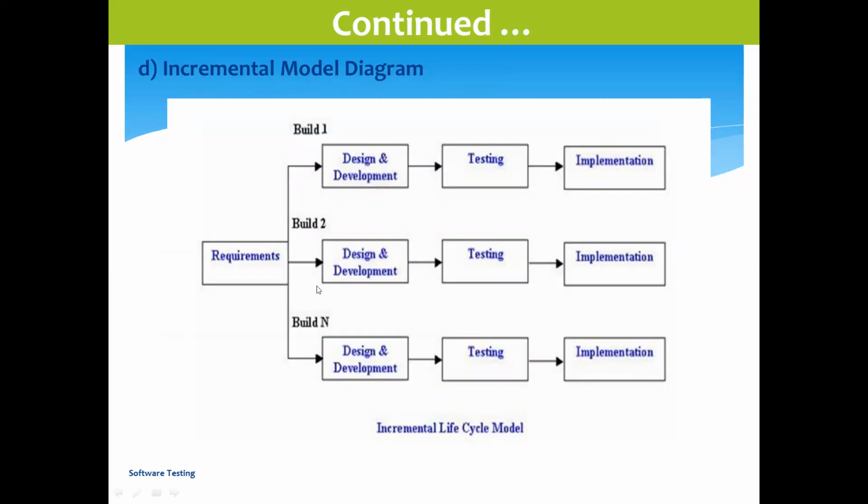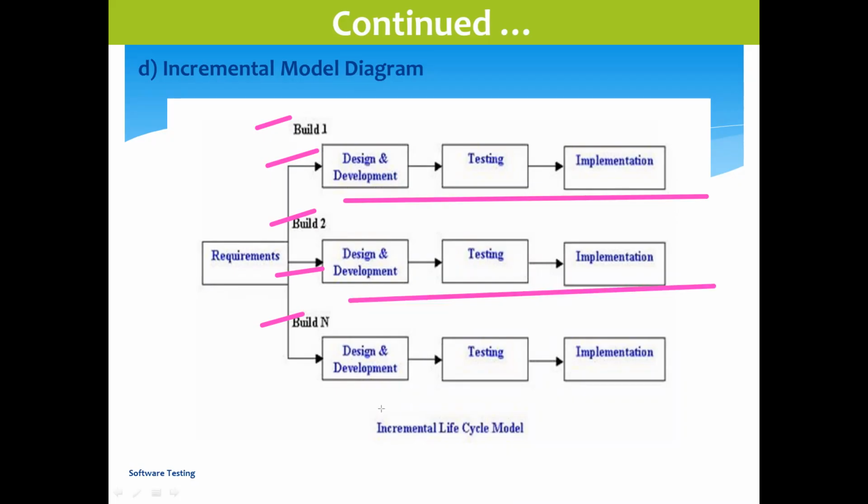Build 1, build 2, build 3, like that, build n. So you will get one requirement, and that requirement will be divided into multiple parts. One, two, three, four, five, like that, multiple parts. For each and every build, design will happen, development will happen, testing will happen, implementation will happen. Mostly 15 days it is coming. 15 days, one done. Next 15 days, another done. Like that need to be completed.